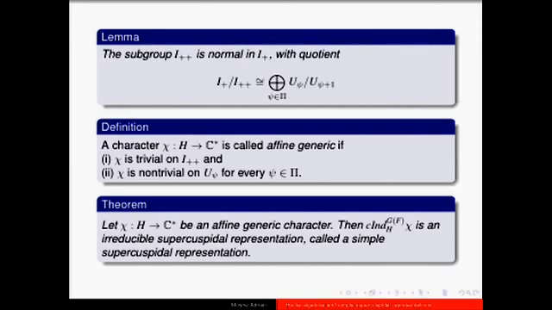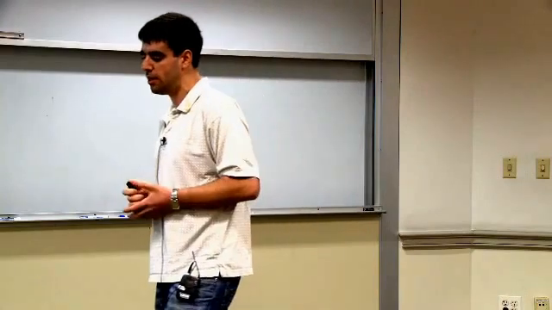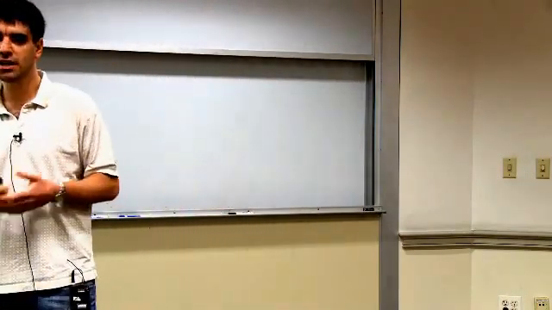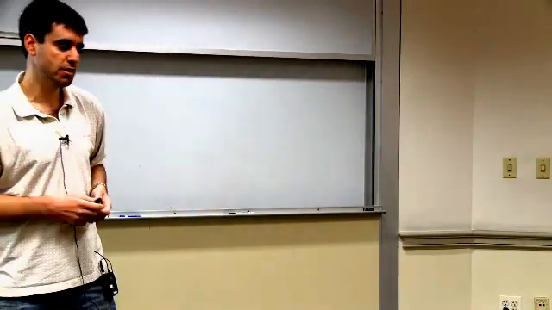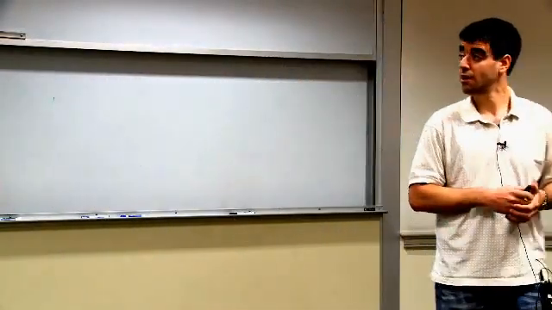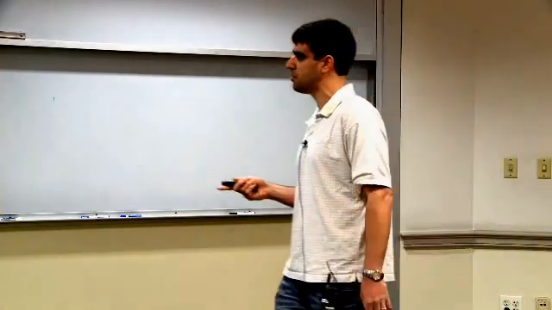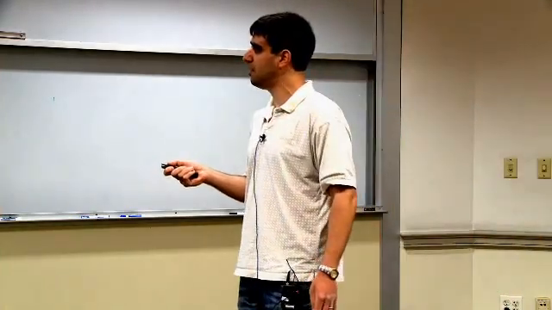Okay, so right before we define simple supercuspidal, we sort of need this structural result. So the group I double plus is normal in I plus with the following quotient. It's a canonical direct sum of these affine root group quotients, U psi modulo U psi plus 1, where psi is a simple affine root. These are just F_q vector spaces. This is completely canonical.